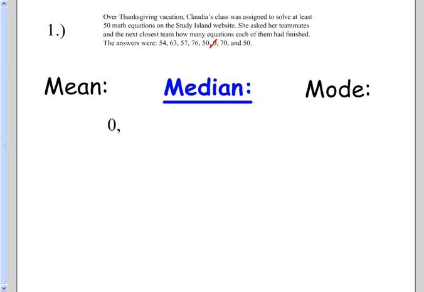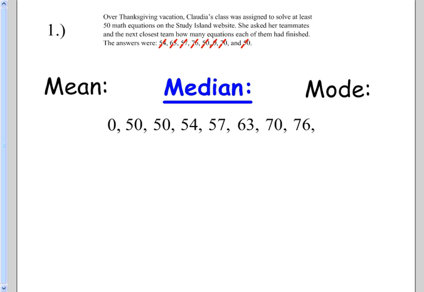0 is the first, and there's a 50 and another 50. You can see I'm crossing them out up above because that's easier for me. Otherwise, it can be confusing. I might have written down 50 and not noticed that there were two 50s, for example. Next in order is 54, then 57, 63, 70, and the largest one is 76. Now we have them in order.